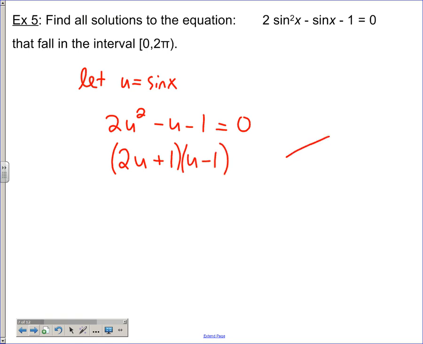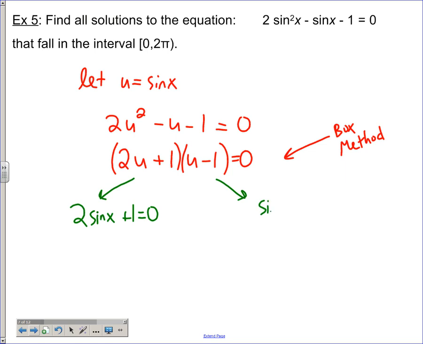Okay? If you're stuck, use the box method or some other method to factor that. But for now, I'm going to keep moving. Once we have our factors, it's as easy as setting each of them equal to 0. So 2u, u is sine x, plus 1 equals 0. And then we also get sine of x minus 1 equals 0.